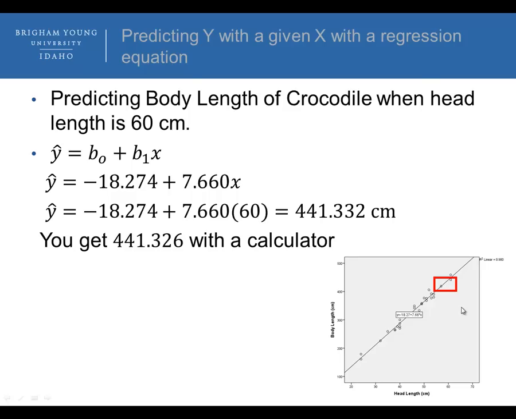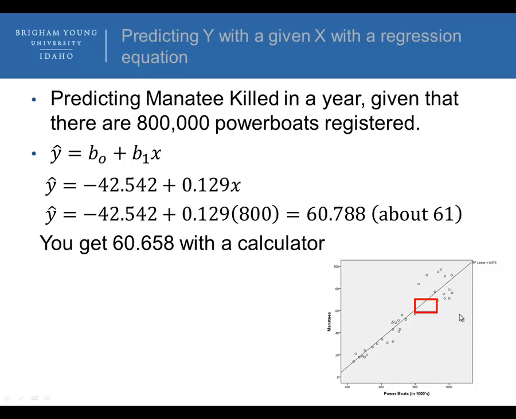Okay. So now the last example is predicting manatee killed in a year, given that there are 800,000 powerboats registered. So I would take the regression equation that I created a few slides ago, and it wouldn't be 800,000 because the numbers were in thousands, so I would put in 800 instead. So I would take 800 times 0.129, subtract 42.542. If you do this on a calculator, you would get this number right here. If you did it using Excel or SPSS, you would get this number. So I rounded up to about 61, so there'd be about 61 manatee killed if there are 800,000 powerboats registered.